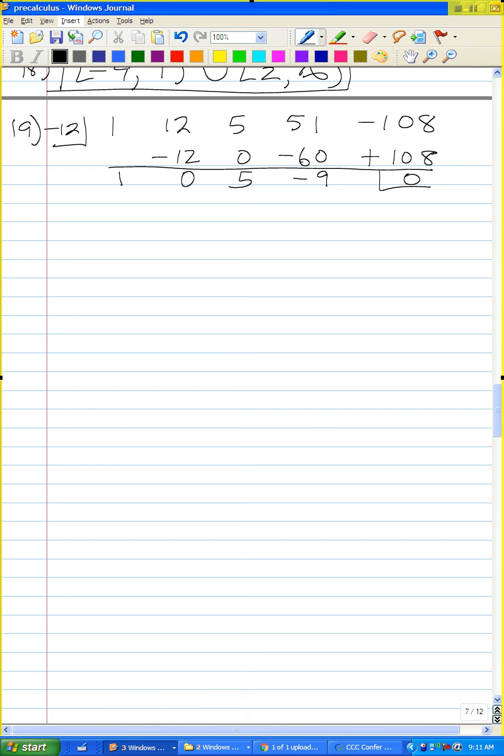Therefore, yes, by the factor theorem, x plus 12 is a factor of f of x. That's all you have to do, because you're using the factor theorem. So that's nice. Let me do problem number 20.